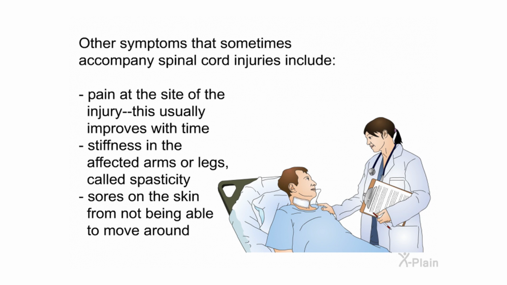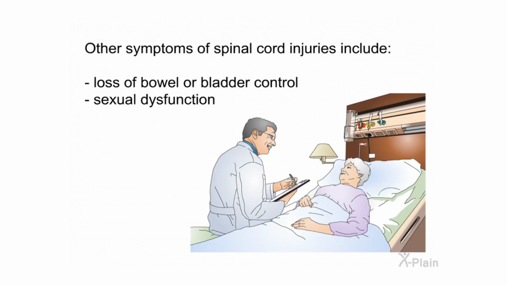Other symptoms that sometimes accompany spinal cord injuries include pain at the site of the injury. This usually improves with time. Stiffness in the affected arms or legs, called spasticity. Sores on the skin from not being able to move around. Other symptoms of spinal cord injuries include loss of bowel or bladder control, and sexual dysfunction.